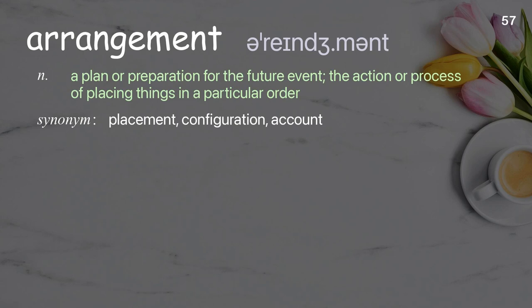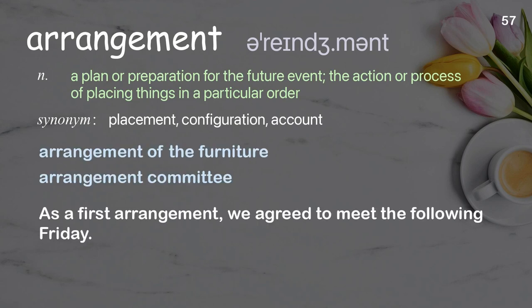Arrangement: a plan or preparation for the future event, the action or process of placing things in a particular order. Examples: arrangement of the furniture, arrangement committee. As a first arrangement, we agreed to meet the following Friday.